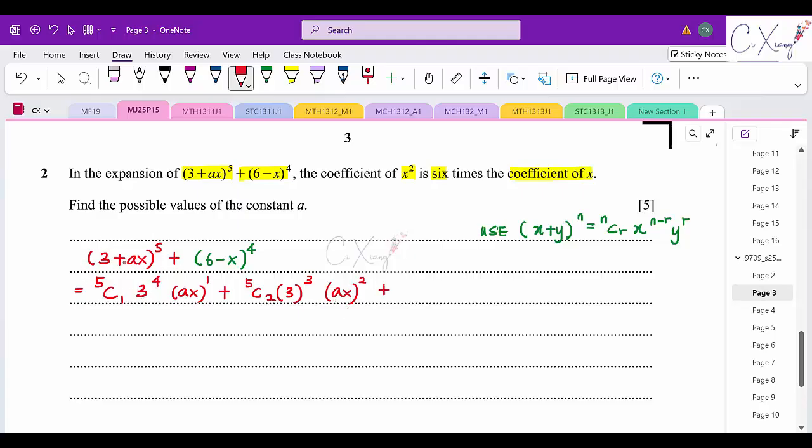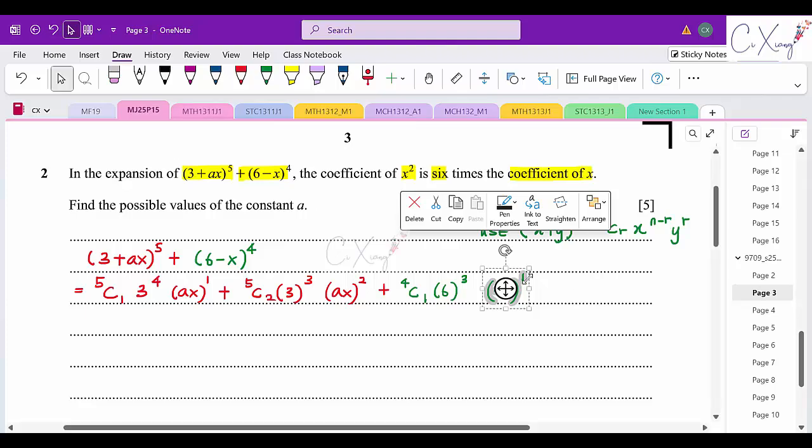At the same time, I also need the x term and x squared term for the second bracket. The general formula for the second bracket is 4cr, 6 power 4 minus r, and also negative x power r. Again, we are interested in the coefficient of x power 1. So how can I make this particular term x power 1? You have to make sure that your r is a 1, right? Then 4 minus 1, what do you get? You get a 3. And 4cr, just now we already know that the r is a 1 here. Okay, so the same thing happened. Basically, you just need to repeat the process.